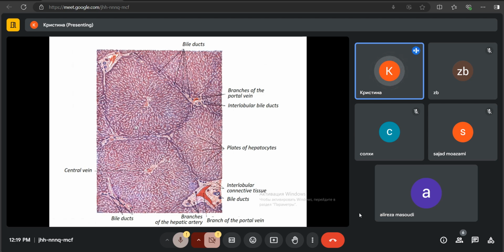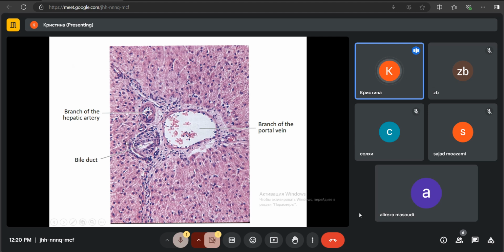So in this picture, again, we see the hepatic lobules. We see the center, the central vein. In interlobular connective tissue, we have the portal or hepatic triad, which contains larger element, the vein, and smaller ones, artery and ducts. So in hepatic or portal triad, we will have 2 or 3 or more elements. The largest of them is the vein.